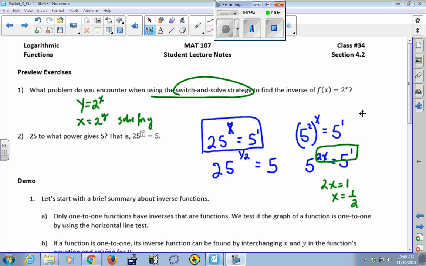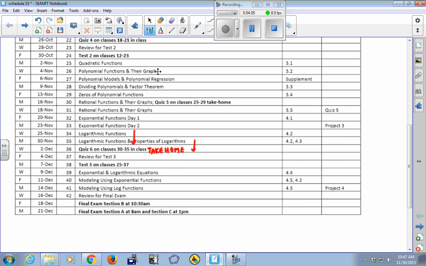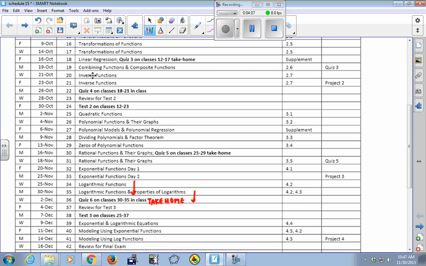Now, I know it's hard enough to go back to last Monday and expect you to remember exponential functions, never mind inverse functions, which we did. How far back was inverse functions? Let's see. Whoa, way back on October 21st and 23rd.